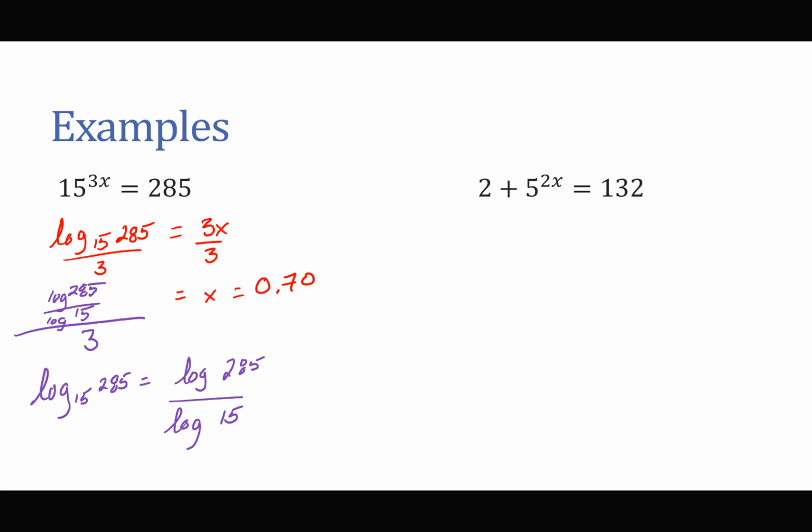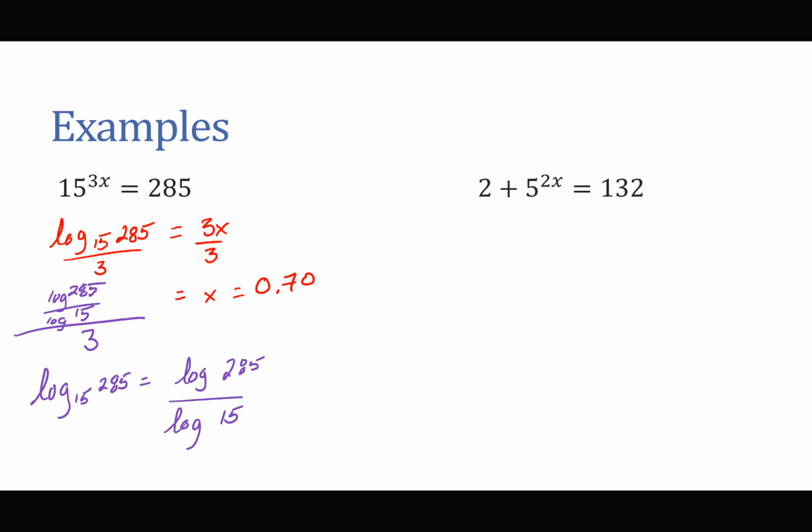Okay, that is what x is going to be. And you can check it. If you did 15 raised to 3 times 0.7, it should get really close to 285. We did some rounding, so it's going to be a decimal in there, but it'll be really close. If you check it and you get 16, you know you did something wrong.